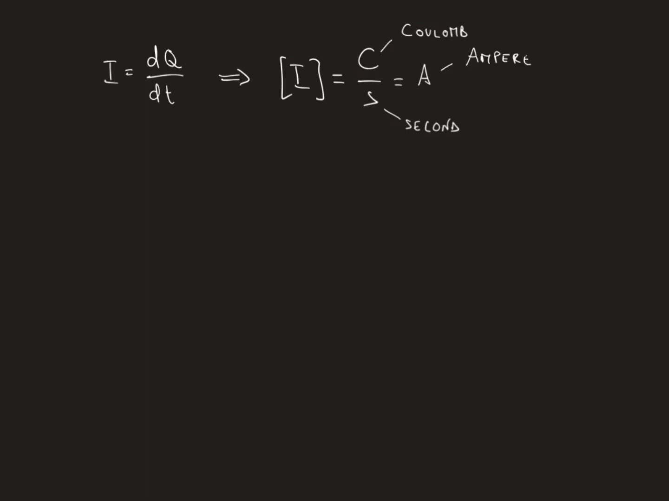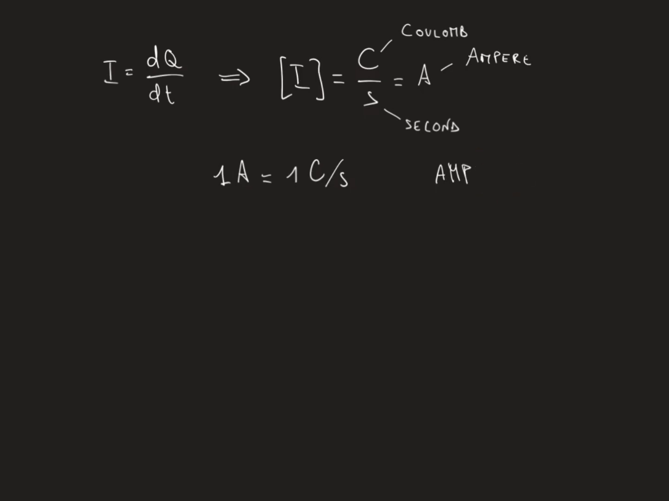Given the definition of the current as the time derivative of the charge, the unit of measurement of the current will be given by coulombs per second. This unit of measurement is also called the ampere. So 1 ampere is equal to 1 coulomb per second. Sometimes the word ampere is abbreviated to amp.